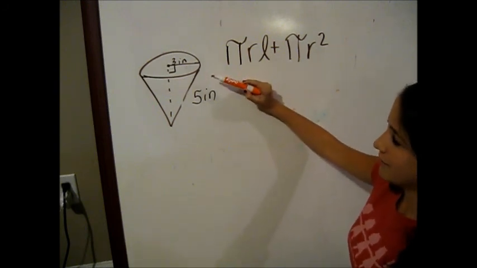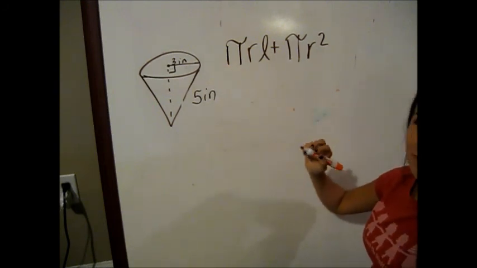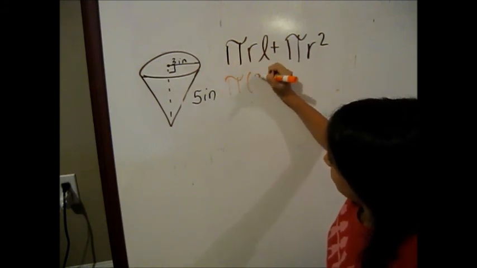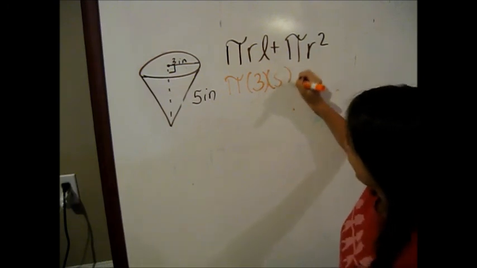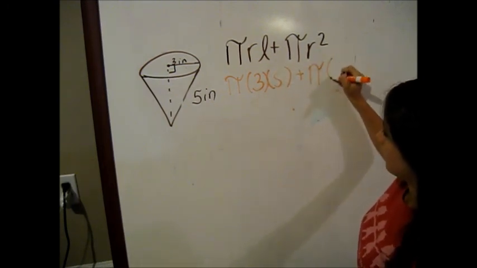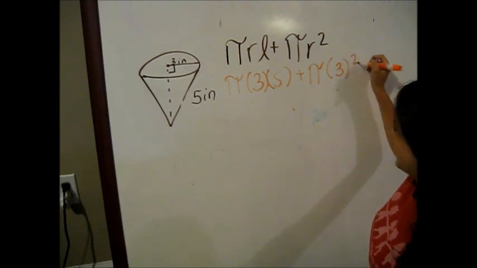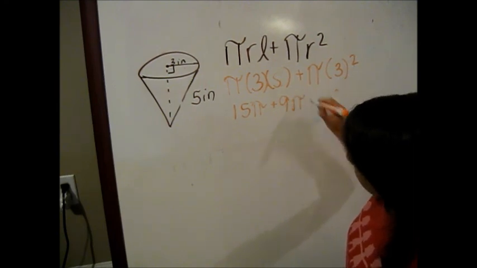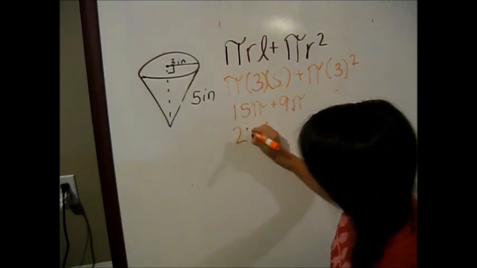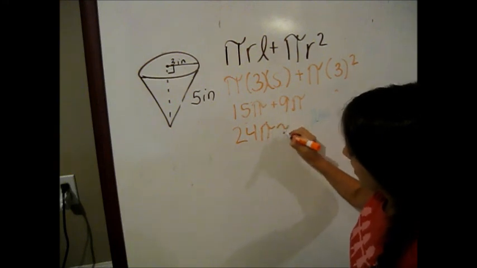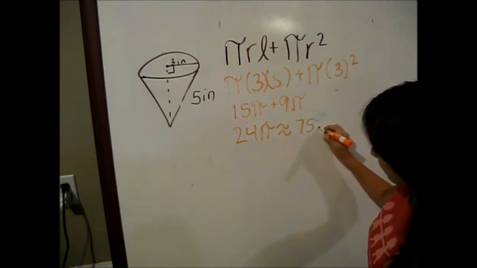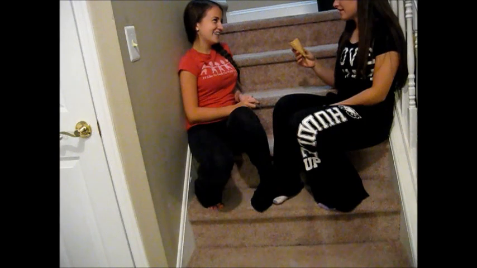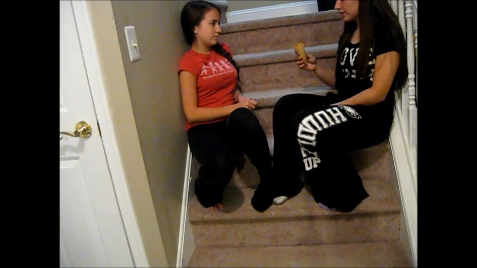So as you know from the part before, we already measured this out and got the measures of our cone. So all you have to do is plug it in. So the answer is 24 pi, or about 75.4 inches squared. If I fill this up with ice cream, how much would it hold without overflowing?